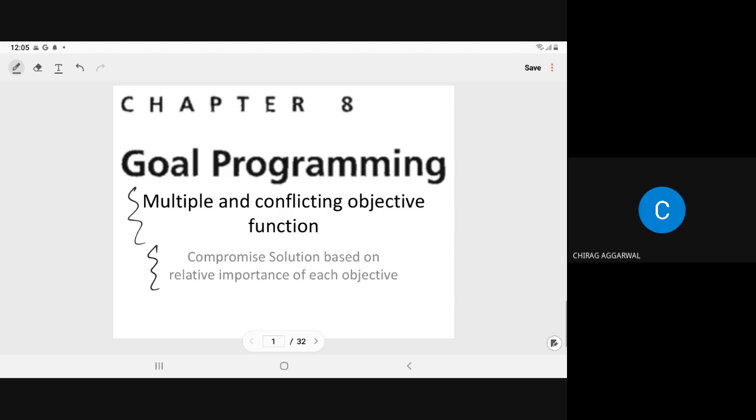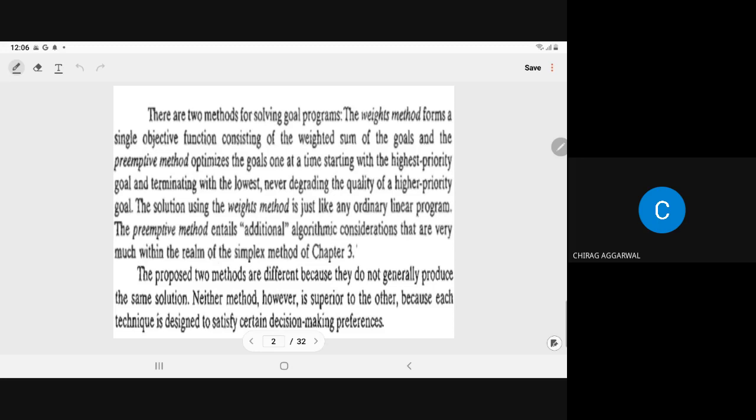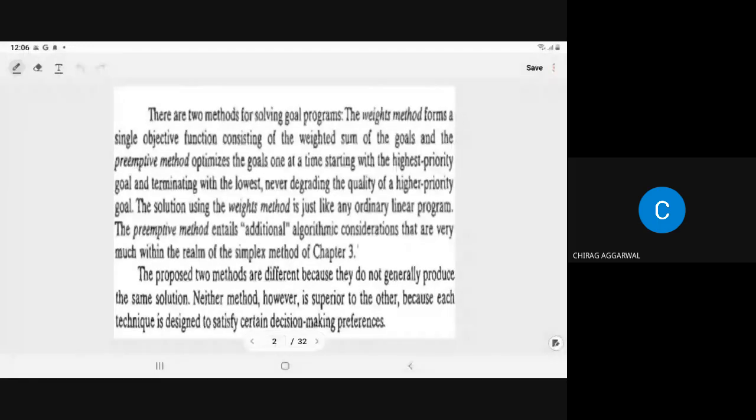If a particular objective function has more weight or more priority, then we try to optimize that objective function first, and iteratively we proceed to the other objective functions. So here, instead of determining the optimal objective function, we determine the compromise solution.